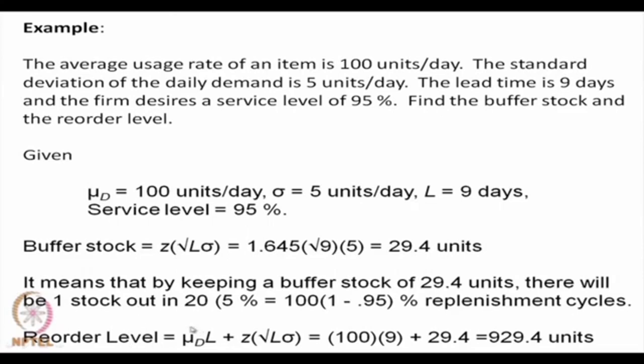The reorder level is the expected value of the demand during lead time plus the buffer stock. The expected demand during the lead time is given by the average usage rate 100 multiplied by the lead time 9, plus the buffer stock, which is 29.4. Therefore, the value of the reorder level is 929.4. It means when the inventory position comes down to 929.4 units, you place an order for Q and you will then ensure a service level of 95%, meaning that there will be 5% chance of a stock out, meaning that there will be one stock out in 20 such replenishment cycles.